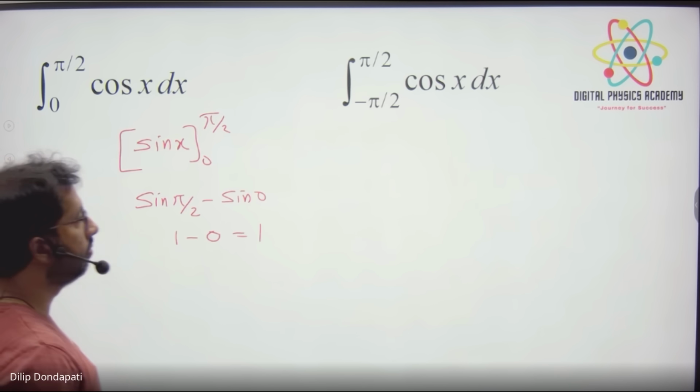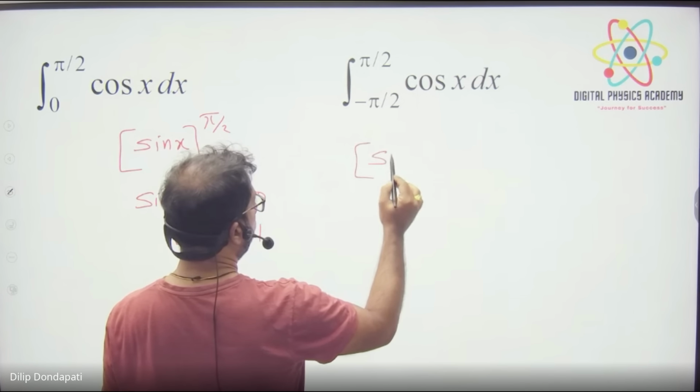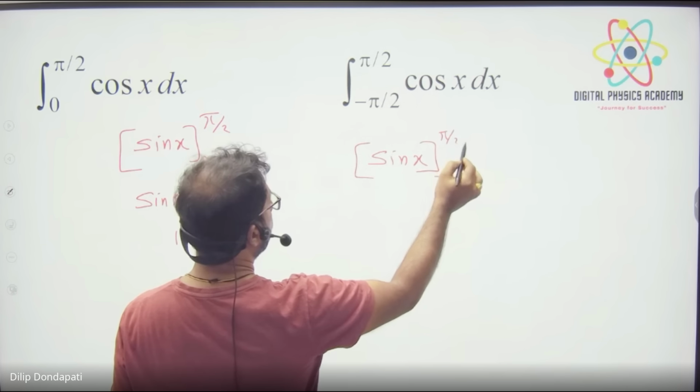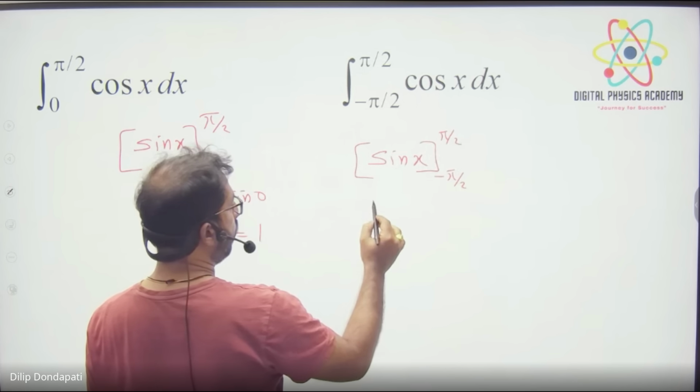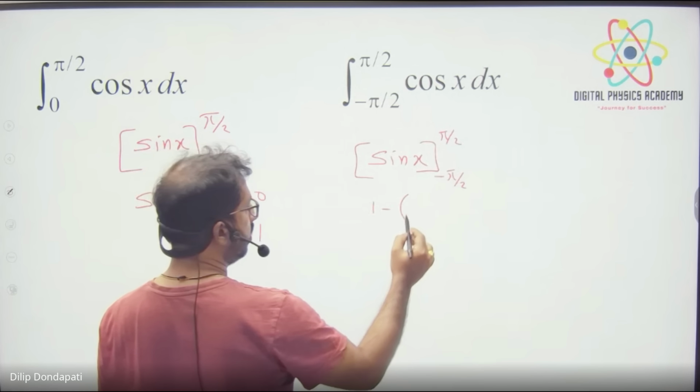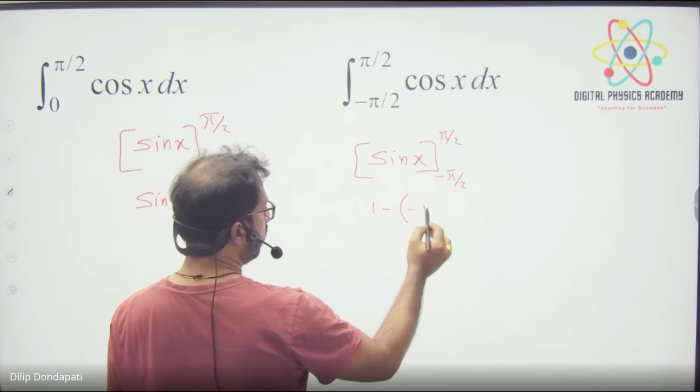Sir, -2. Minus 2. Yeah, we will see. The integration of cos x is sin x, from minus pi by 2 to pi by 2. So sin 90 is 1 minus sin of minus 90. It will be how much? Minus 1. Minus minus 1, so it is 2.